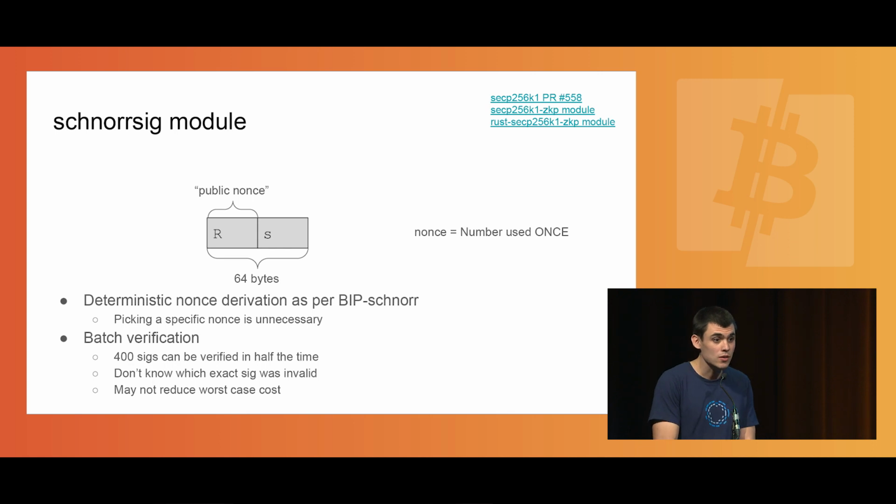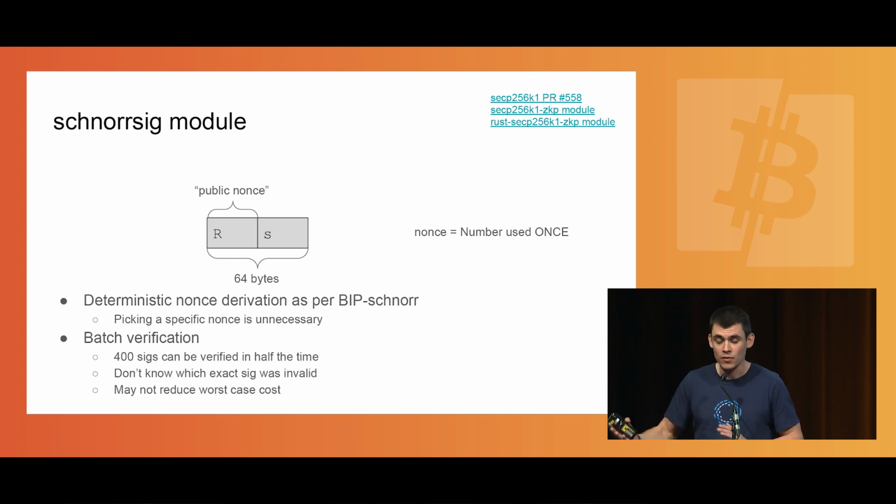Schnorr signatures also allow you to do batch verification. This means that you verify a batch of signatures at once, and this is faster than verifying them one by one. So for example, if you have 400 signatures, with our implementation it can be verified in half the time it would take to verify them one by one.